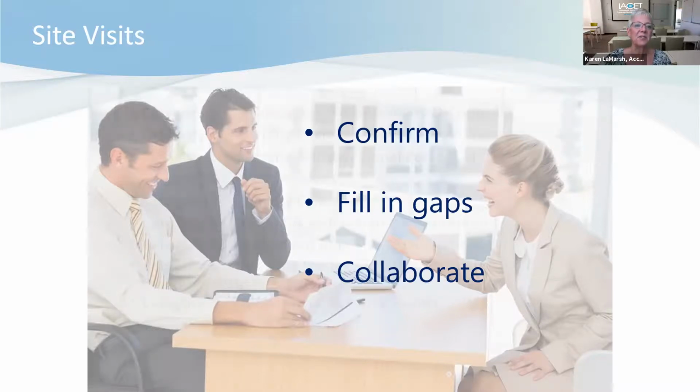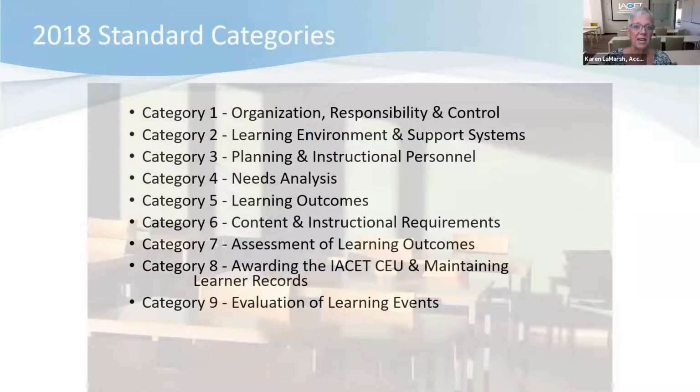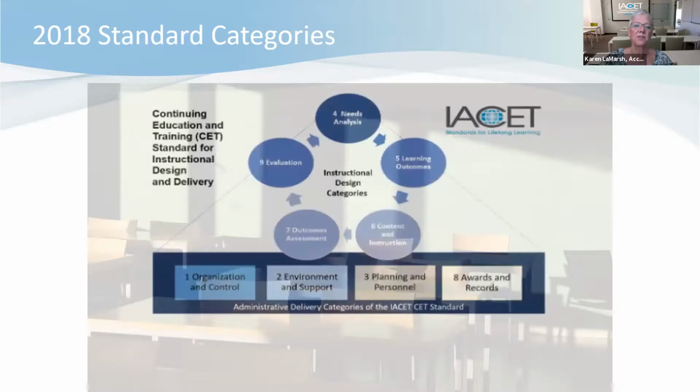The IACET standard consists of 9 categories. IACET does not prescribe how you should operate your learning organization. However, we ask that you consider and address these categories to ensure that you are offering high-quality learning events. Let's take a closer look at the 2018 standard categories.